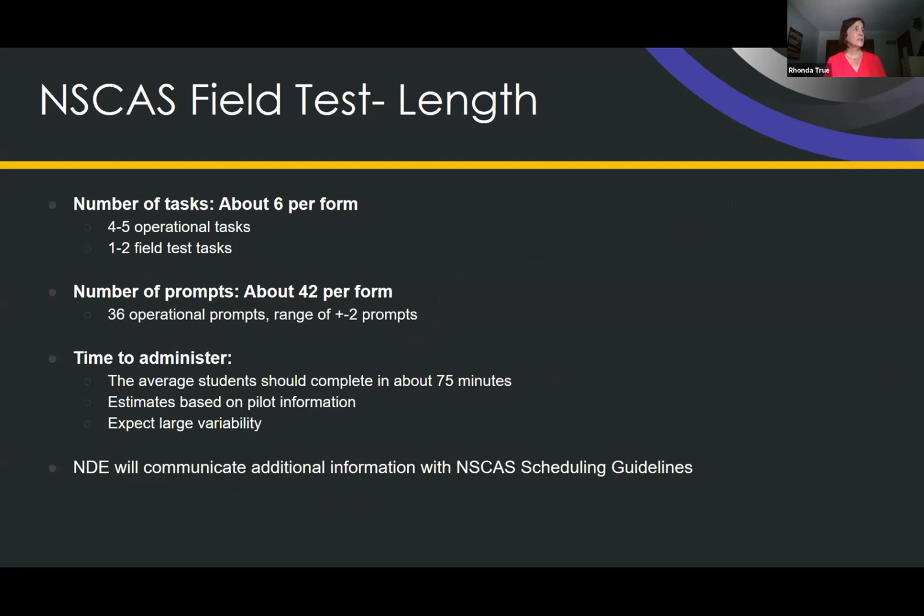How many tasks will kids take on this? It will be digital. There'll usually be about 6 tasks per form, and the prompts will be around 40, 42, give or take some. That's questions, about 42 questions. And the average time, most kids should complete it in about 75 minutes. That's an estimate based on our pilot information, but again, there'll be, I'm sure, a large amount of variability. We'll communicate additional information within the NSCAS scheduling guidelines.